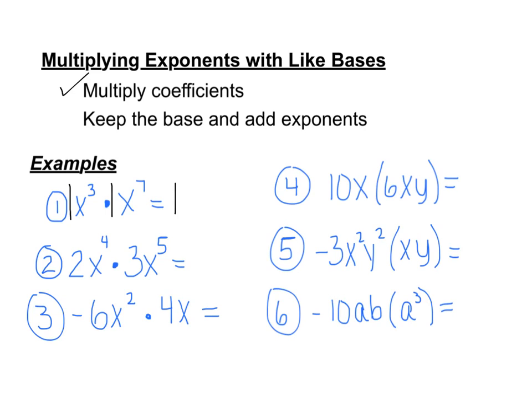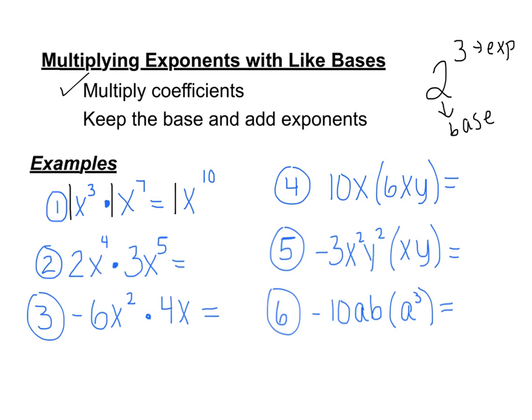What do I mean by base? Say I have the number 2 to the third. 2 is considered the base, where 3 is considered the exponent. So the base over here is x, the exponent is 3. The base is x, exponent is 3. So you keep the base, which is x, add the exponents, which make 10.